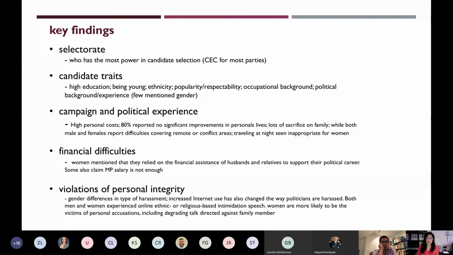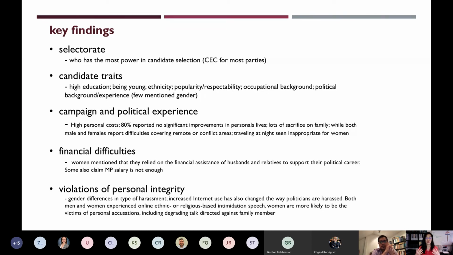And the key candidate traits are that candidates ought to have a high educational level, and being young helps. Ethnicity has been cited by most ethnic parties as a key criterion, but not all. Popularity and respectability help a lot, for instance if the person has been a doctor or a teacher. And of course, political background and experience. What is interesting is that very few mention gender as a key candidate trait that they are looking for.